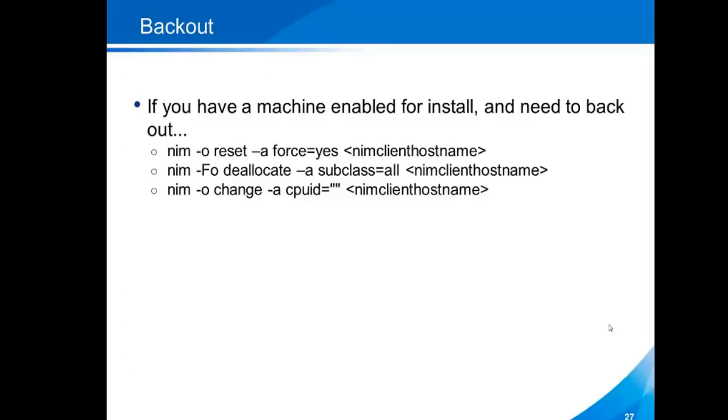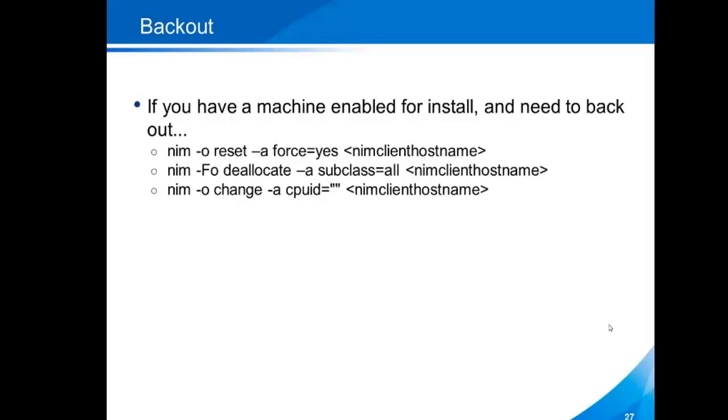So let's say you have a machine that's enabled for an install, all the NFS exports are done, and you decide that you really don't want to do it, or oh darn, I picked the wrong MKSYSB image, or whatever. What you'll have to do is nim -o reset with force=yes. So typically where I have to do this is where I start to do the pull install and something happens and I have to completely back out. And it leaves it in a funky state, so you pretty much are going to have to do a reset. You may also have to do a force deallocate, and you may have to reset the CPU ID.